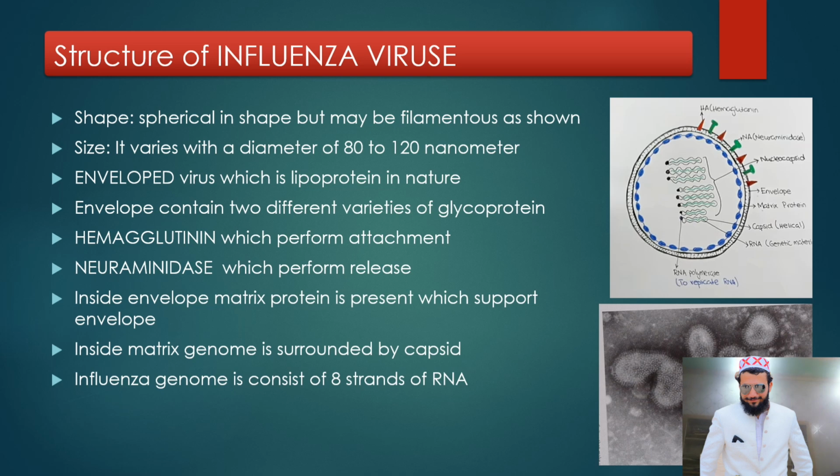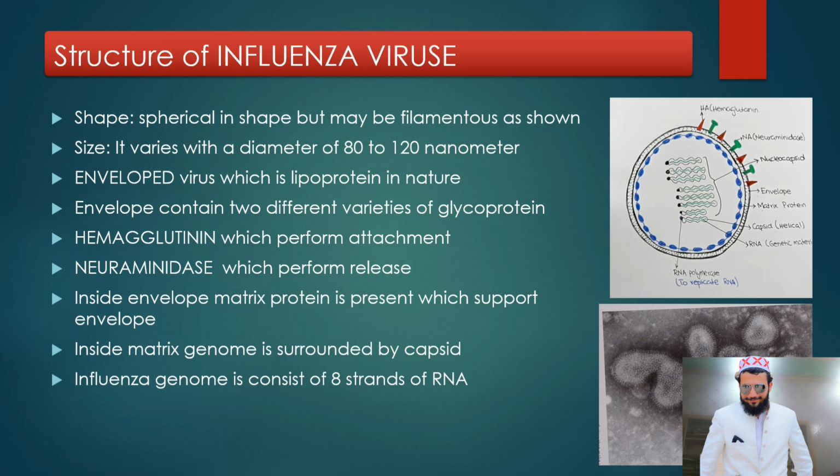The shape of influenza virus is spherical but may be filamentous, as shown in the figure. Size: it has a diameter of 80 to 120 nanometers. It is also an enveloped virus, which is lipoprotein in nature. The envelope contains two different varieties of glycoproteins. One is hemagglutinin, which performs attachment, and the other is neuraminidase, which performs release. Hemagglutinin is triangular in shape and neuraminidase is umbrella shaped.